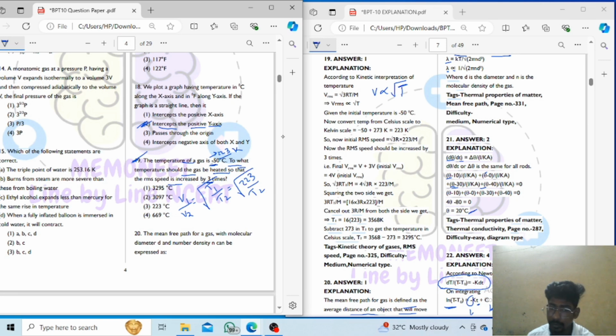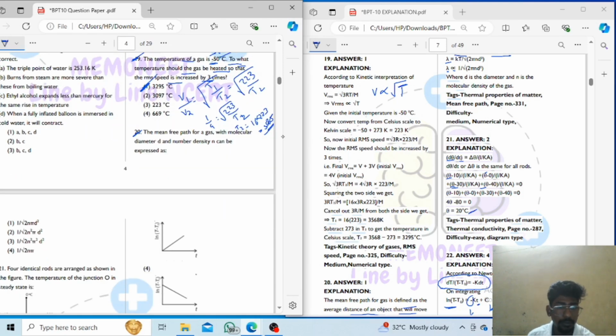V1 by V2 will be equal to V by 4V, means 1 by 4 equals root over 223 by T2. So T2 will become 4 squared, means 16 into 223. So how to calculate this? 16 into 200 means 3200. 16 into 20 means 320, that means 3520, plus 16 into 3 means 48, so it will become 3568. This is the simple way to do the multiplication. So 3568 is in Kelvin, minus 273, it will become 3295. So 3295 is the answer.